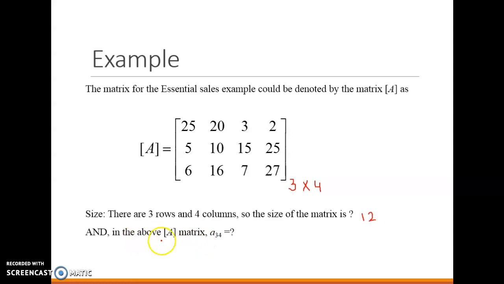Similarly, if I have to find what is the element A34, this means row third, so this is 1 row, second row, third row. In the third row, fourth column: 1, 2, 3, 4. So this is the fourth column, and the intersection of this is 27. So 27 is the number which is the A34 element. Simple.